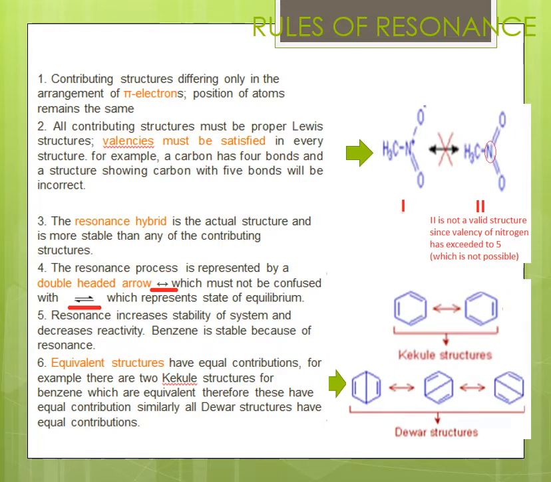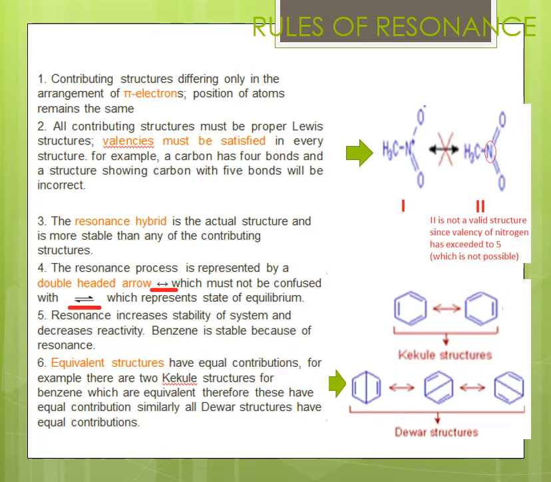You cannot form 5 bonds for carbon, right? And if the valency is not satisfied, the canonical form will not be a true canonical form. For example, consider structures 1 and 2. Nitrogen is forming 4 bonds here, and nitrogen is positively charged, so this structure is right. But the next structure, in which nitrogen is forming 5 bonds, is not possible, because nitrogen can never form 5 bonds. Okay, next, the resonance hybrid is the actual structure and is more stable than any of the contributing structures.